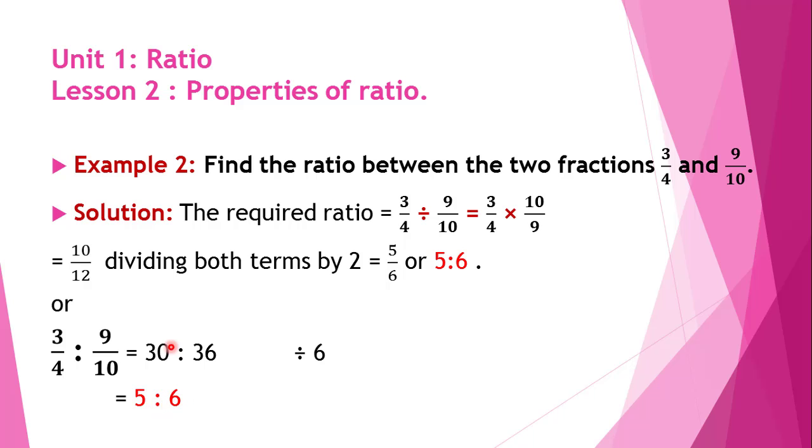So the second method is to use cross product by multiplying 10 by 3 equals 30, then 4 by 9 equals 36, then divide both terms by 6. 30 divided by 6 equals 5, and 36 divided by 6 equals 6. So this is the simplest form because we don't have a common factor between 5 and 6.